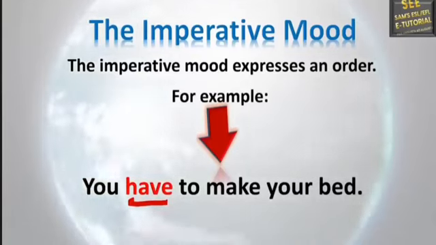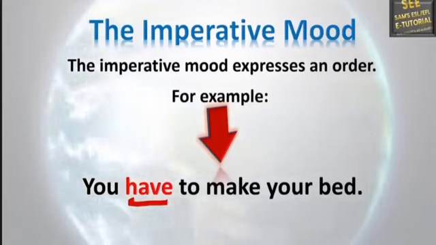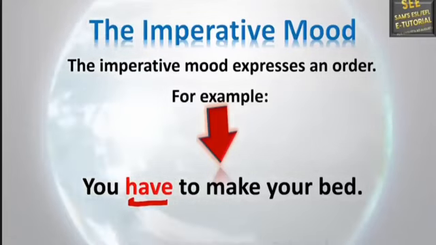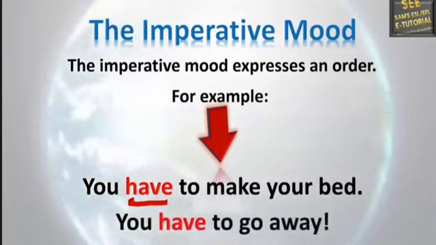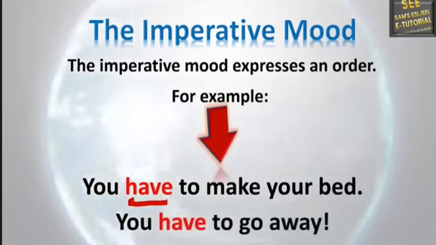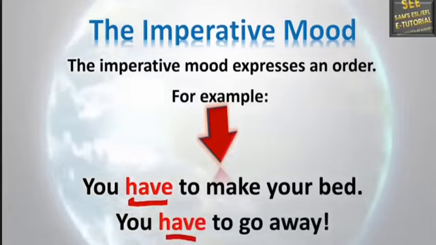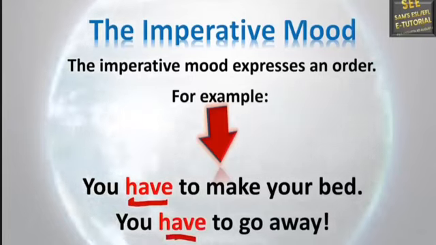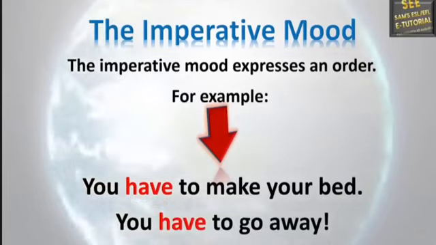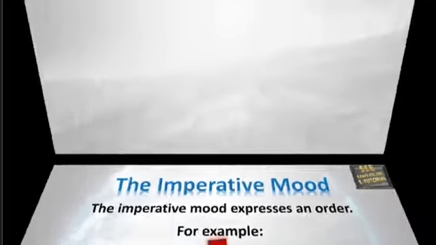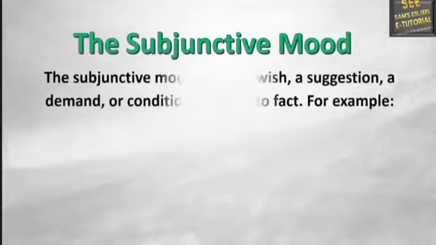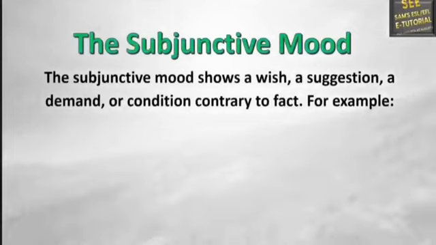An imperative mode, like I said, is a mode that expresses an order or a command. Here is another one: You have to go. Take a look at all of that. Very important. We take note of them. Now the next one is what we call the subjunctive mode. The subjunctive mode expresses a wish, a suggestion, or a demand, or even a condition.